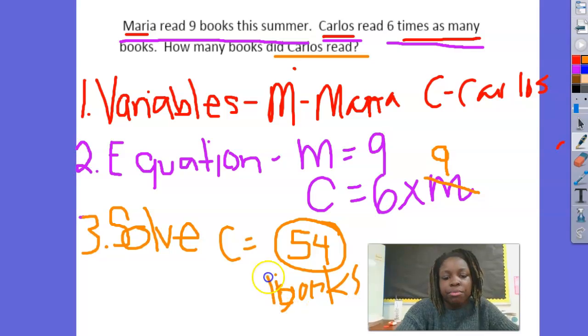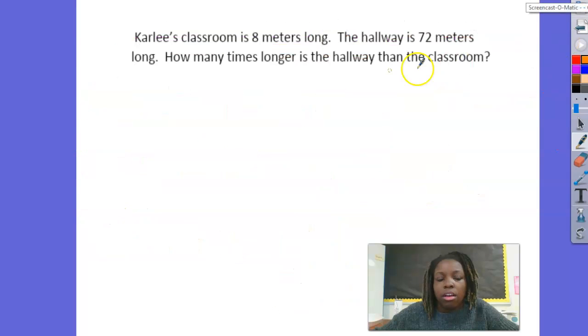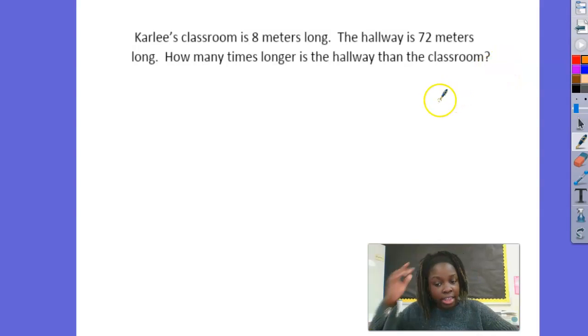That is my answer. All right, so you guys should have gotten the hang of writing your steps, your variables, and solving. All right, let's look at a different question. All right, Carly's classroom is 8 meters long. The hallway is 72 meters long. How many times longer is the hallway than the classroom?